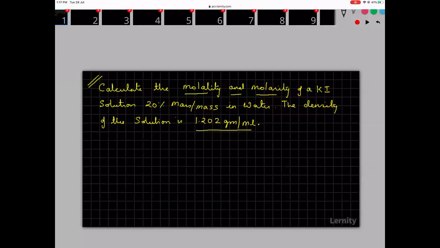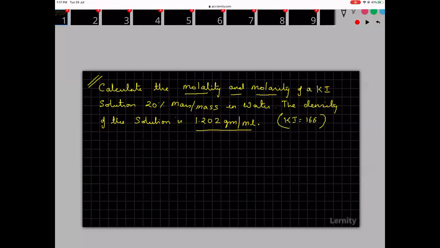Now you may be wondering what the molar mass of KI is. I can help you with that. Let me just check. The molar mass of KI is equal to 166. So, calculate the molality and molarity of a KI solution.